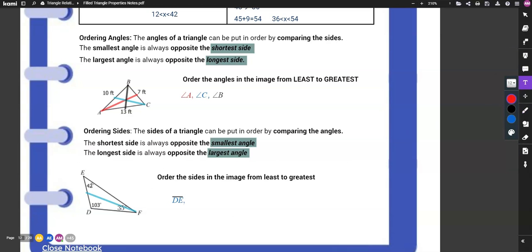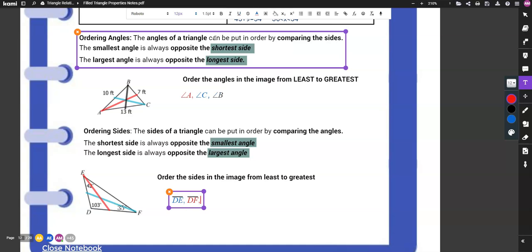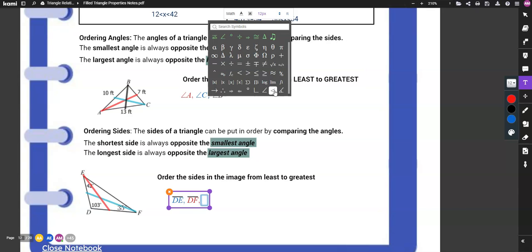And then we have our 42 degree angle as our next smallest angle. So we're going to look across from angle E, which is going to be segment DF. And then, of course, by process of elimination again, we can see that across from angle D, which is 103, is side length EF, but we can also do that by process of elimination. So we already had DE and DF, so our third side is EF or FE, however you want to put it.